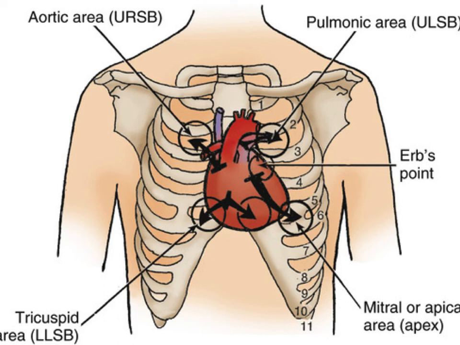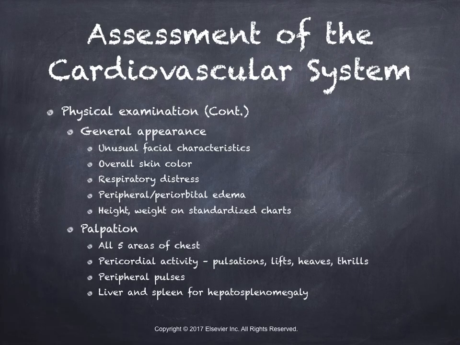So the aortic and pulmonic valves are closed during S2. The tricuspid and mitral valves close during S1. And so you want to be listening in those locations and thinking about what is closing at that time. You also want to be assessing peripheral pulses and palpating the liver and spleen for any signs of hepatosplenomegaly.